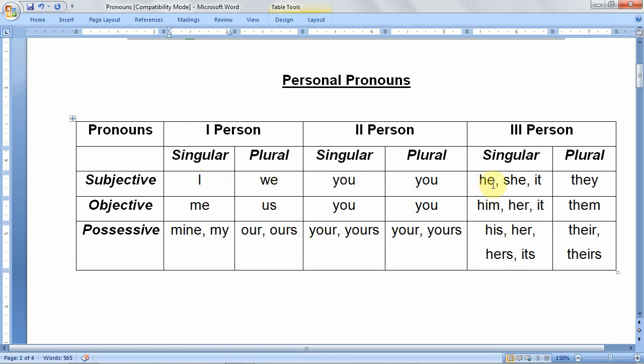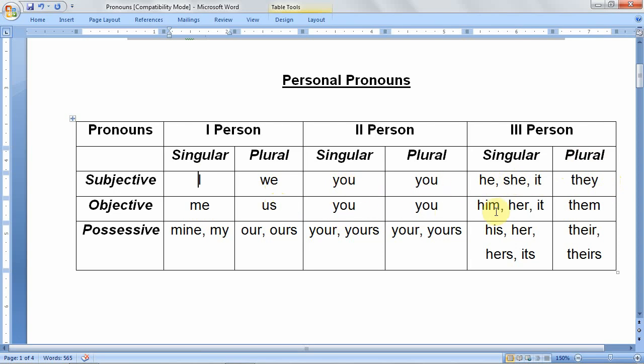Third person, for a boy, we consider he, the pronoun for him. Then we have she for the feminine gender, for females, and it for neutral gender. Plural: if the third persons are in a plural category, that is more than 1, then we consider them as they.